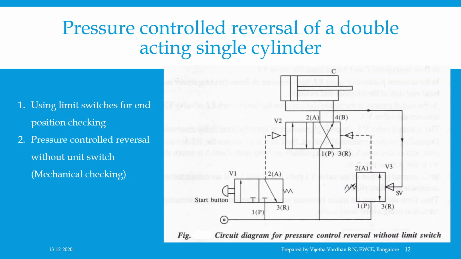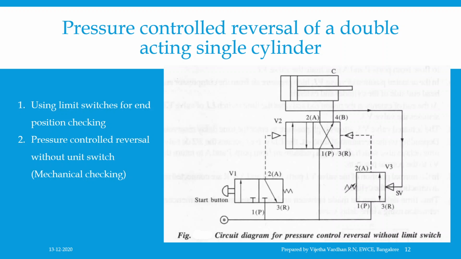This type of control should be used only where the demands with respect to certainty of operations are not too great, or where there is no possibility of using limit switches, or alternatively where a reversal is required when a specific opposing force arises. And how does it function? The start button of the valve V1 is depressed, which actuates the valve V1.